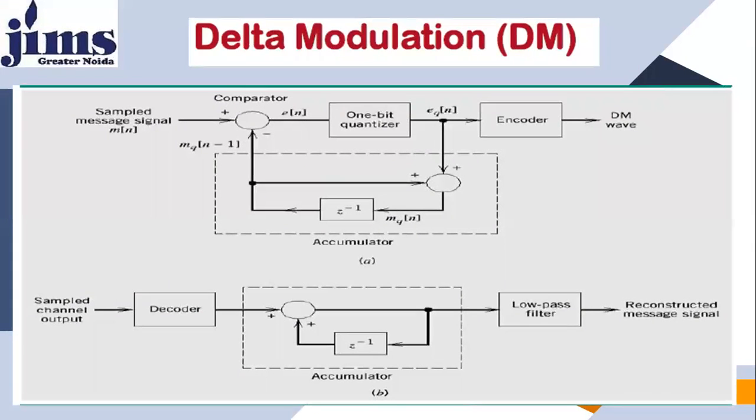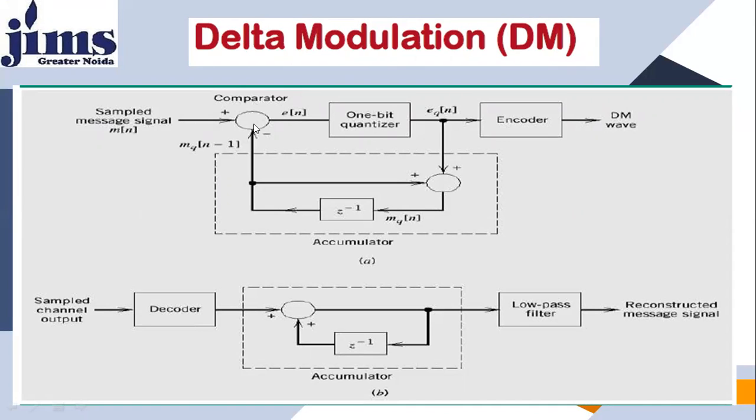Here, figure A is the delta modulator transmitter, and below is a picture of the delta modulator receiver. So in the delta modulator transmitter, look at this comparator. The comparator compares the present bit with the previous bit. Look at this Mn. Mn represents the present sample, and Mqn minus 1 represents the previous sample.